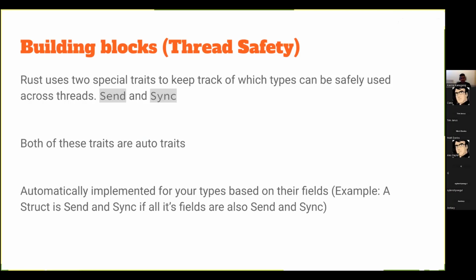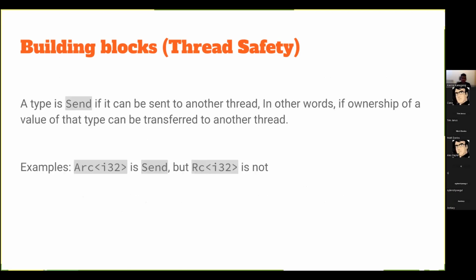And in Rust, thread safety is done by two traits, Send and Sync. Both are auto traits, meaning usually you don't have to worry about them. They will be implemented for you. For example, if you have your own type, like a struct, and all the fields inside that struct are Send and Sync, then your struct is already Send and Sync. But what exactly are Send and Sync? When you say a type is Send, it means the ownership can be transferred to another thread, right?